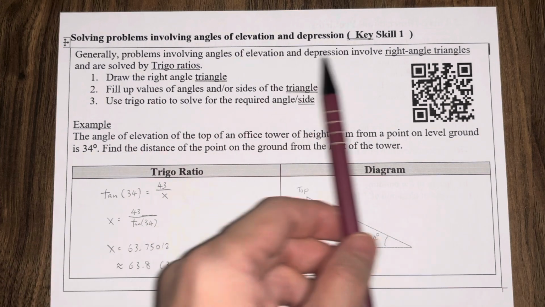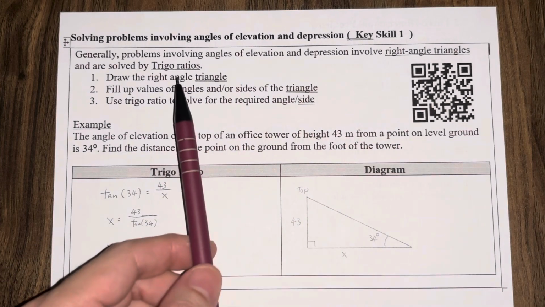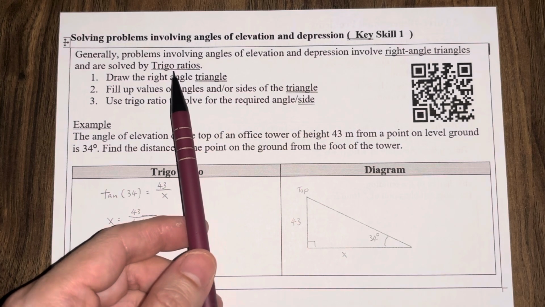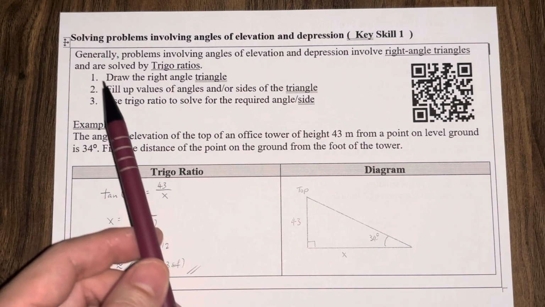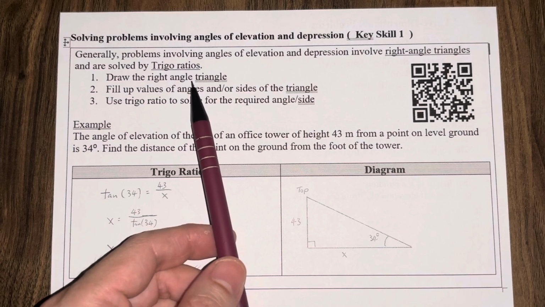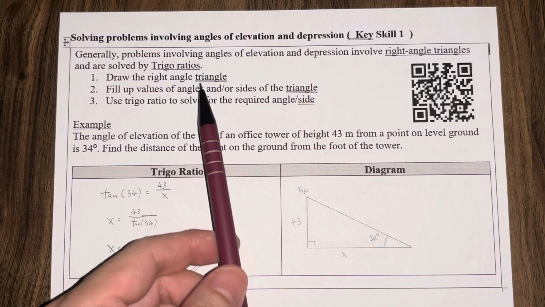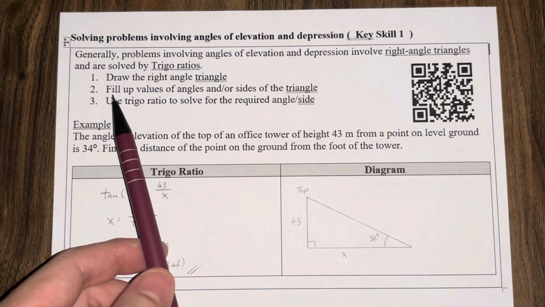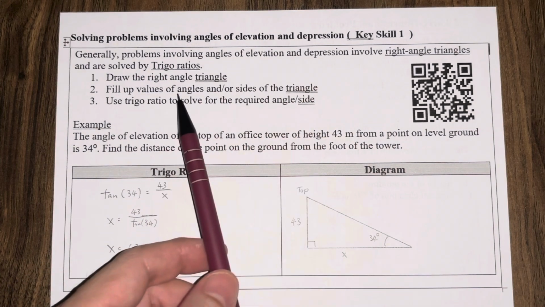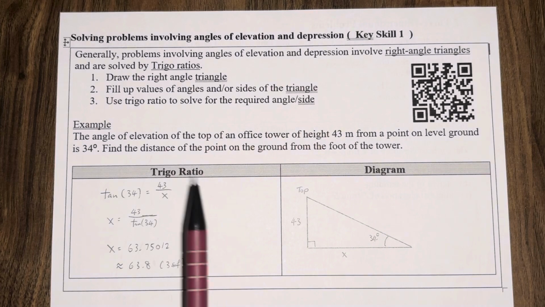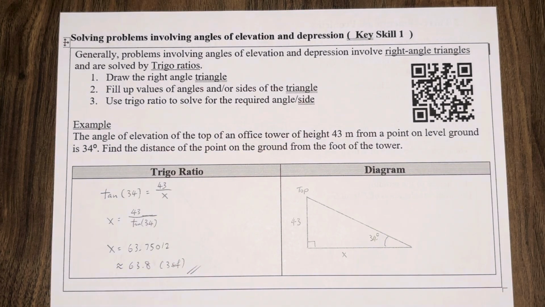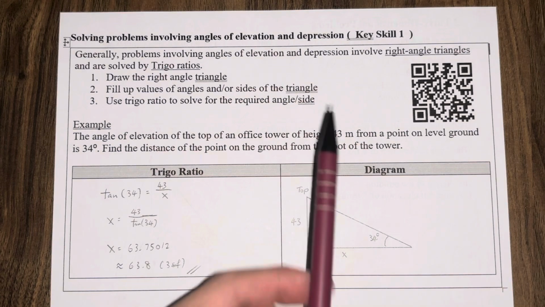All these questions will involve right angle triangles, and with right angle triangles you will use Trigo ratios, which is also called SOH CAH TOA. Okay, so what we need to do is draw that right angle triangle just by looking at the story, the question, and then from there fill out whatever angles or sides of the triangle you can based on the information you have, and then use your Trigo ratio to solve for either the angle or the side depending on the question.